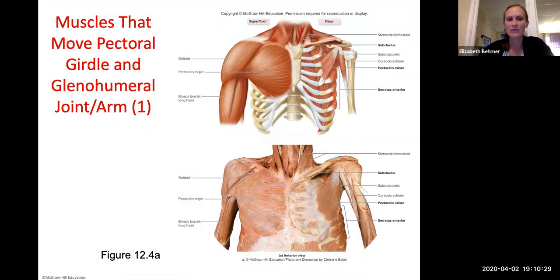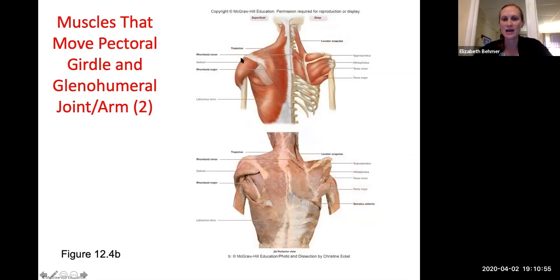Okay, muscles that move the glenohumeral joint. What's the glenohumeral joint? Where do those words come from? Gleno comes from the glenoid cavity on the scapula, and humeral comes from your humerus. So these will be muscles now that move just your shoulder, the ball and socket joint of your shoulder. You can see them listed here.